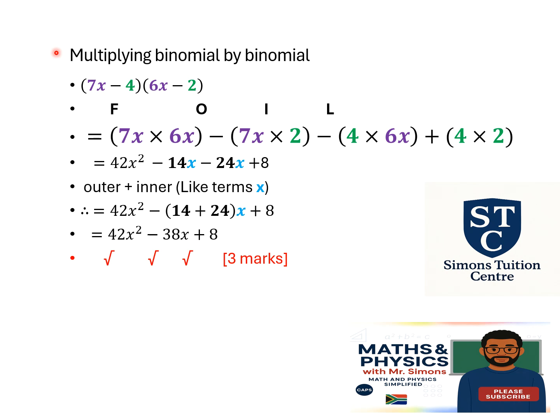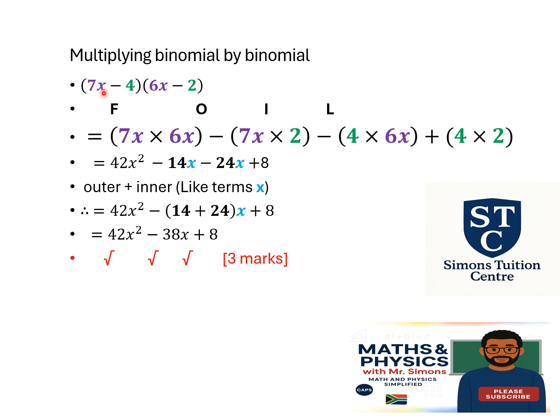Right, now in this next problem, again, multiplying binomial by binomial. But now both terms or both brackets have a negative sign in it. So first bracket states 7x minus 4, second one 6x minus 2. Very important, in between the two brackets there's no plus or minus sign, so therefore it's definitely multiplication.